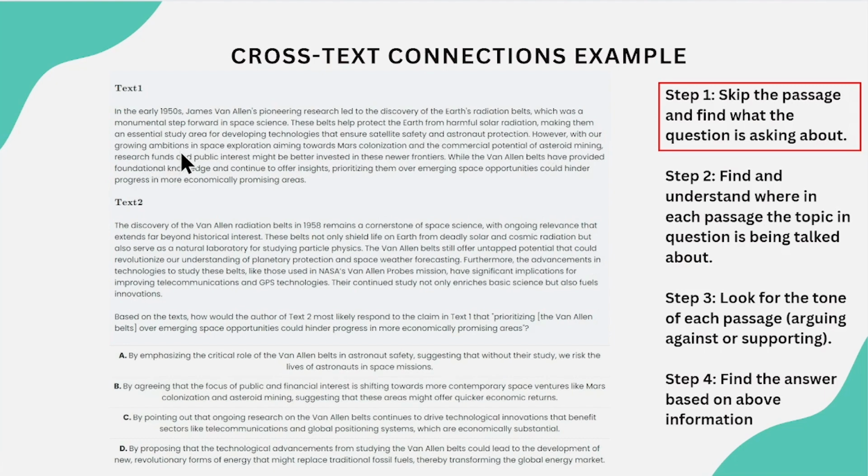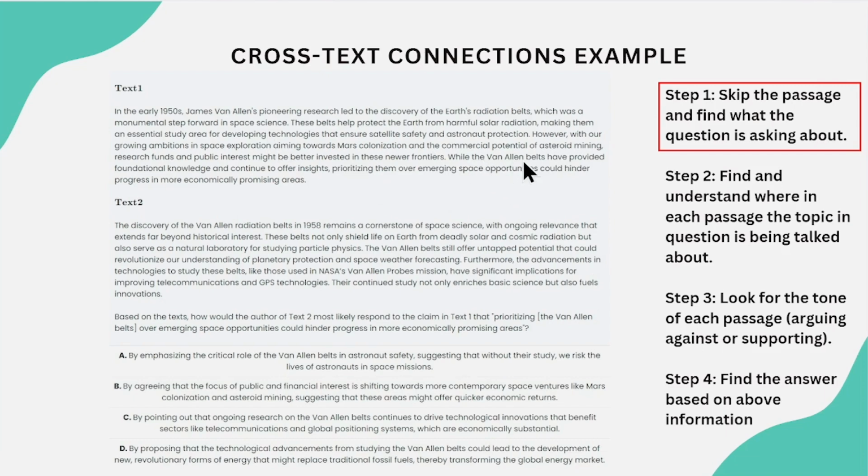However, with our growing ambitions in space exploration, okay, so this is where it looks like it's talking about what we're wanting to see, what we should focus on. However, with our growing ambitions in space exploration aiming towards Mars colonization and the commercial potential of asteroid mining, research funds and public interest might be better invested in these newer frontiers. So essentially, this text 1 is saying, Van Allen belts are cool, but they're not as important and we should invest in other things instead.